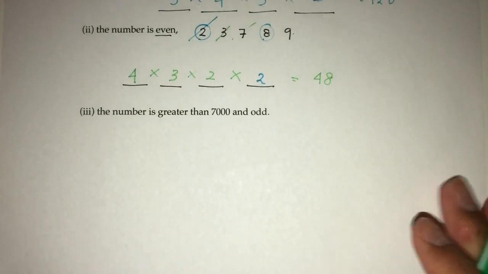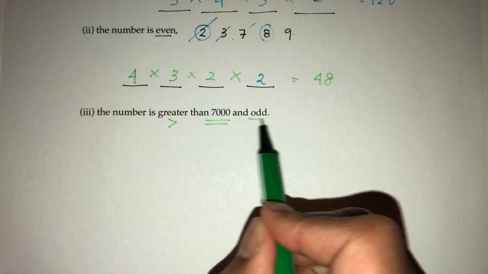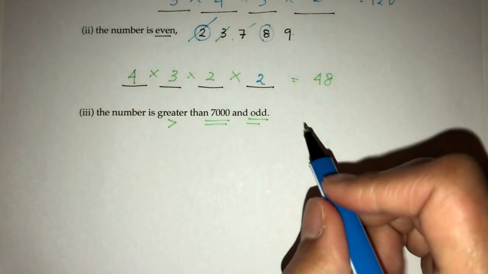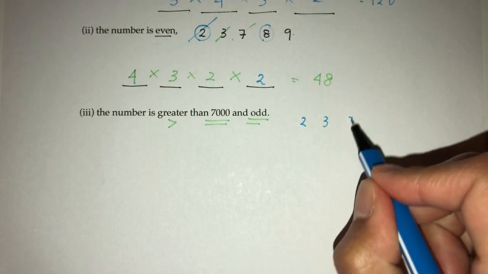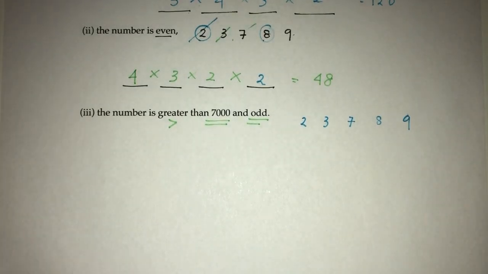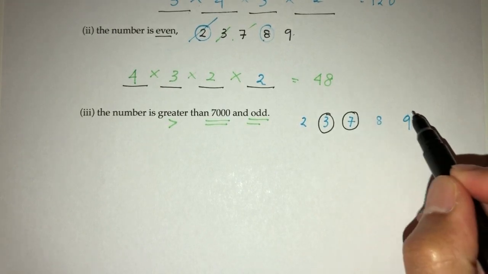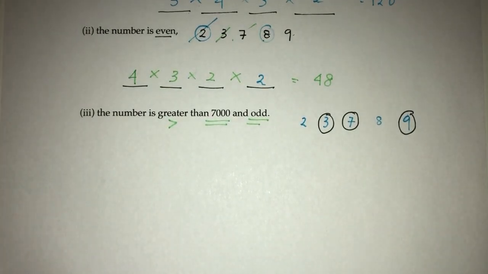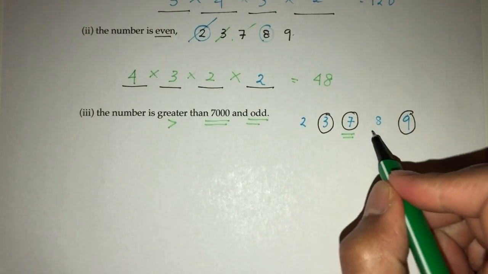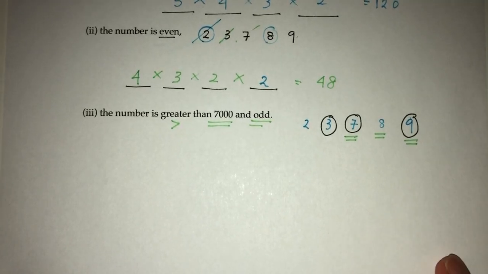Now for part 3, the number needs to be greater than 7,000 and it needs to be odd. So here we have 2 conditions. We have to look at them one by one. So we have 2, 3, 7, 8, 9. Let's see where the odd numbers are. This is odd, odd, and odd. Now which numbers do we need for it to be more than 7,000? We can begin with this, this, and this. Okay, so let's choose one option by one, case by case.